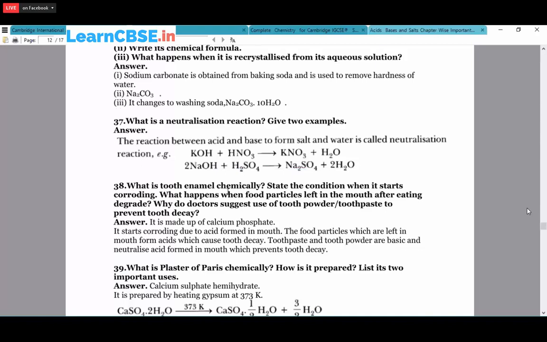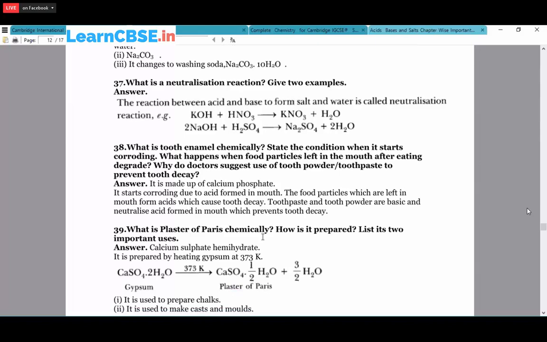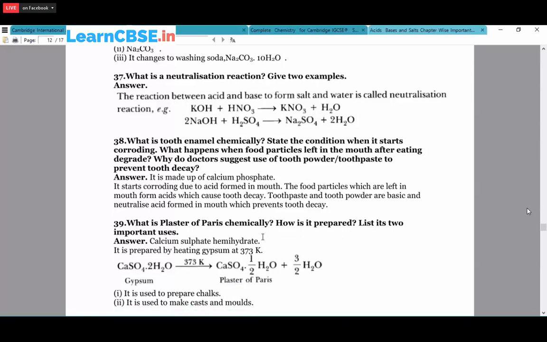What is the chemical condition when tooth enamel starts corroding? What happens when food particles left in the mouth after eating degrade? Why do doctors suggest the use of tooth powder or toothpaste to prevent tooth decay? Because our tooth is made up of calcium phosphate, which is basic in nature. It will start to corrode due to the acid which is formed in the mouth. The food particles left in the mouth will start to decay our tooth. So toothpaste and tooth powder, which are basic in nature, will neutralize the excess acid present in the mouth, and also prevent tooth decay.